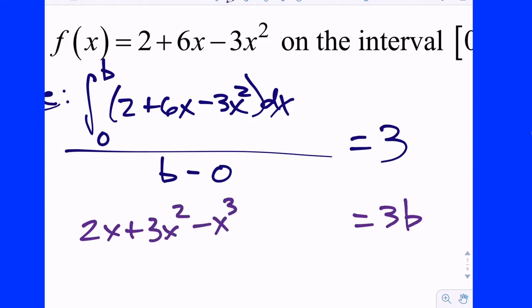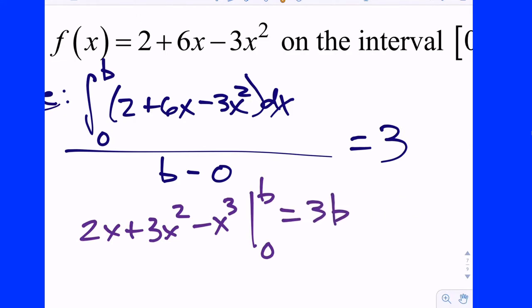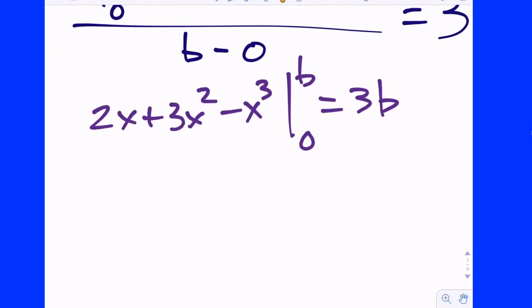Do we need a plus c? No, it's a definite integral. And we evaluate it from 0 to b. And then we can kind of remodel over here. We can kind of lasso that with scissors and bring it over. So far, so good, right? Now what?